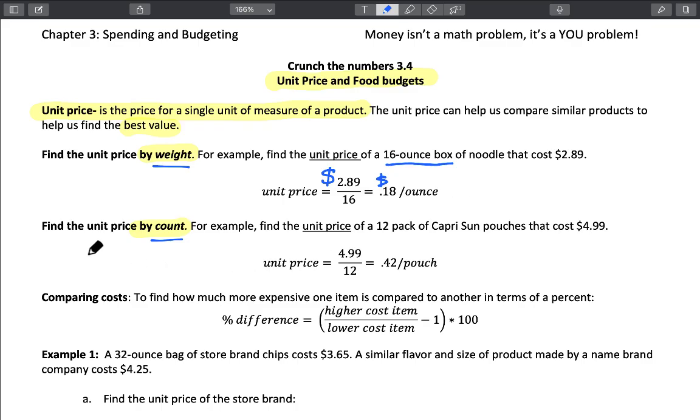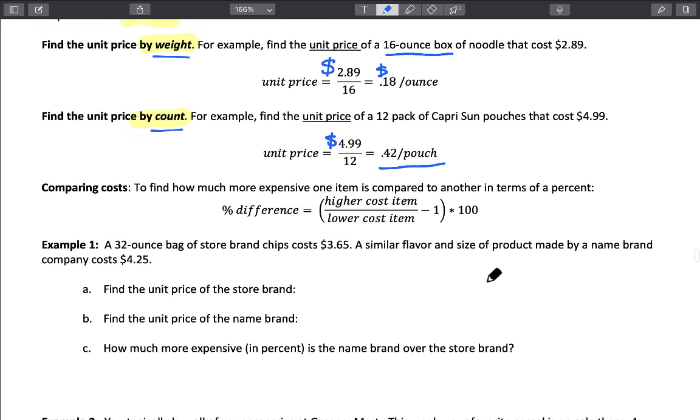Now, when we want to find the unit price by count, we are going to do the same thing. We are going to take the cost of that product and divide by the number of items we're purchasing. For example, a 12-pack of Capri Sun pouches that cost $4.99 can be calculated by saying $4.99 divided by 12, and that's 42 cents per pouch.